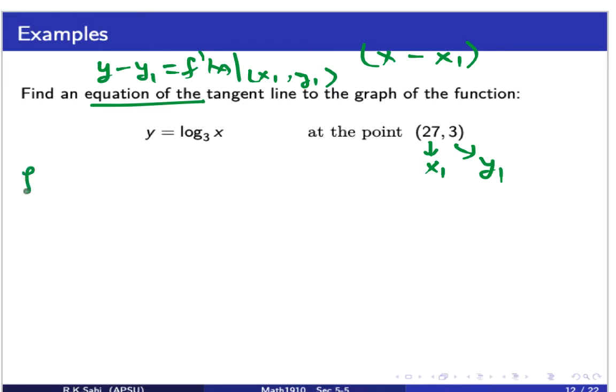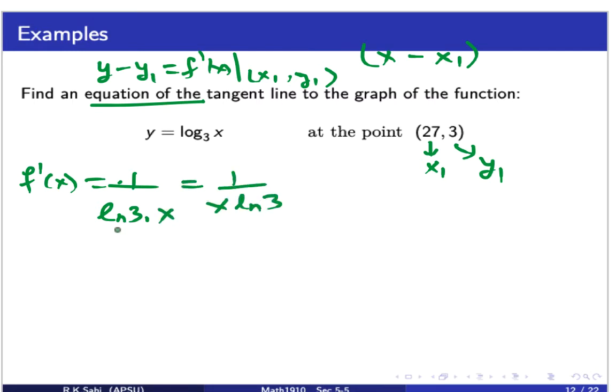Okay, let's go ahead, plug in the values here. First we have to find the differential. F prime of x is what? Log of x to the base 3. So it's 1 over natural log of 3 times x, or 1 over x natural log of 3. So that we don't make a confusion, natural log of 3 is a number, guys, that's why.